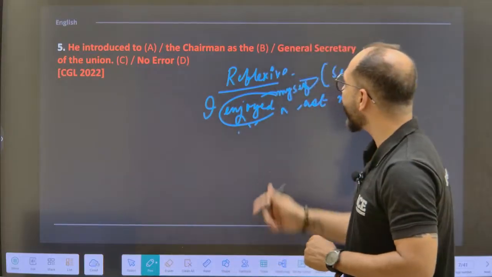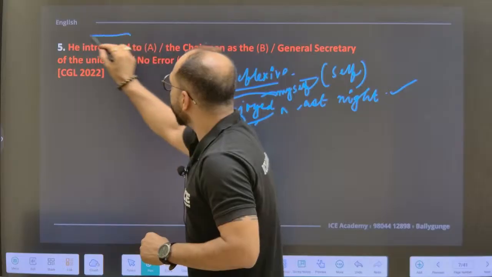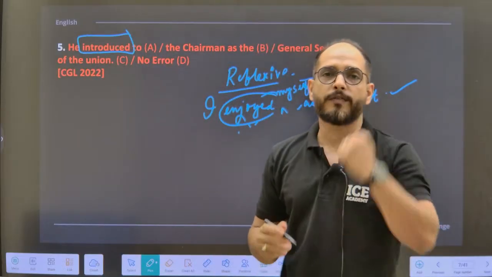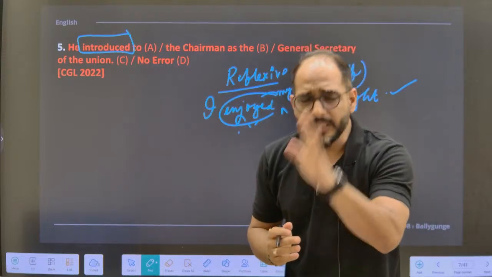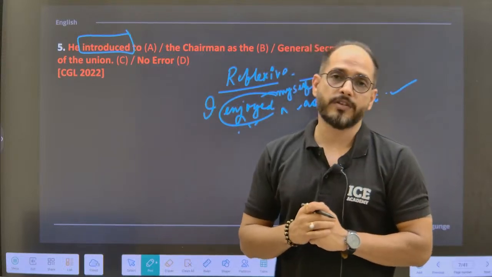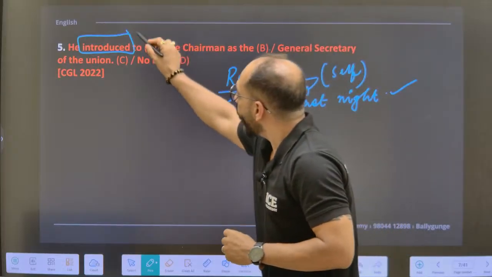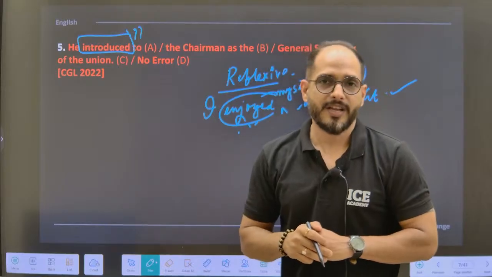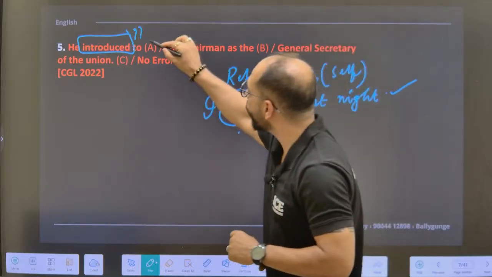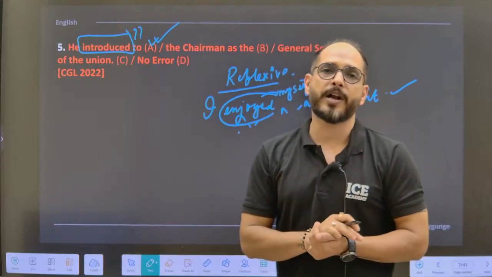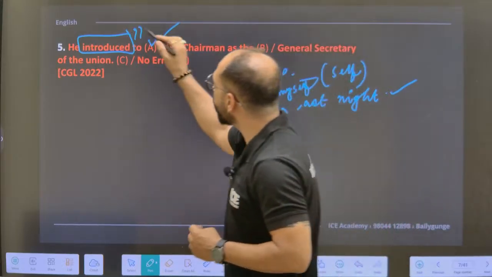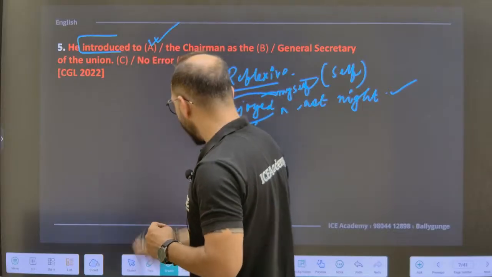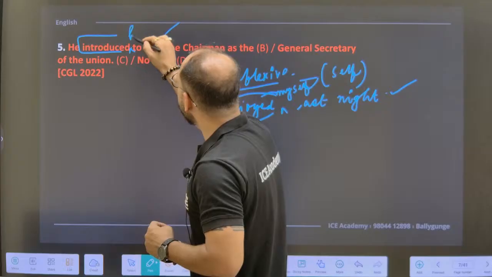So here also, look, in this sentence introduced is a similar kind of transitive verb. As it is a transitive verb and the object of this verb is missing from the sentence, that's why the sentence is wrong. Therefore the error lies in the A part of the sentence. We need to add here: he introduced himself.